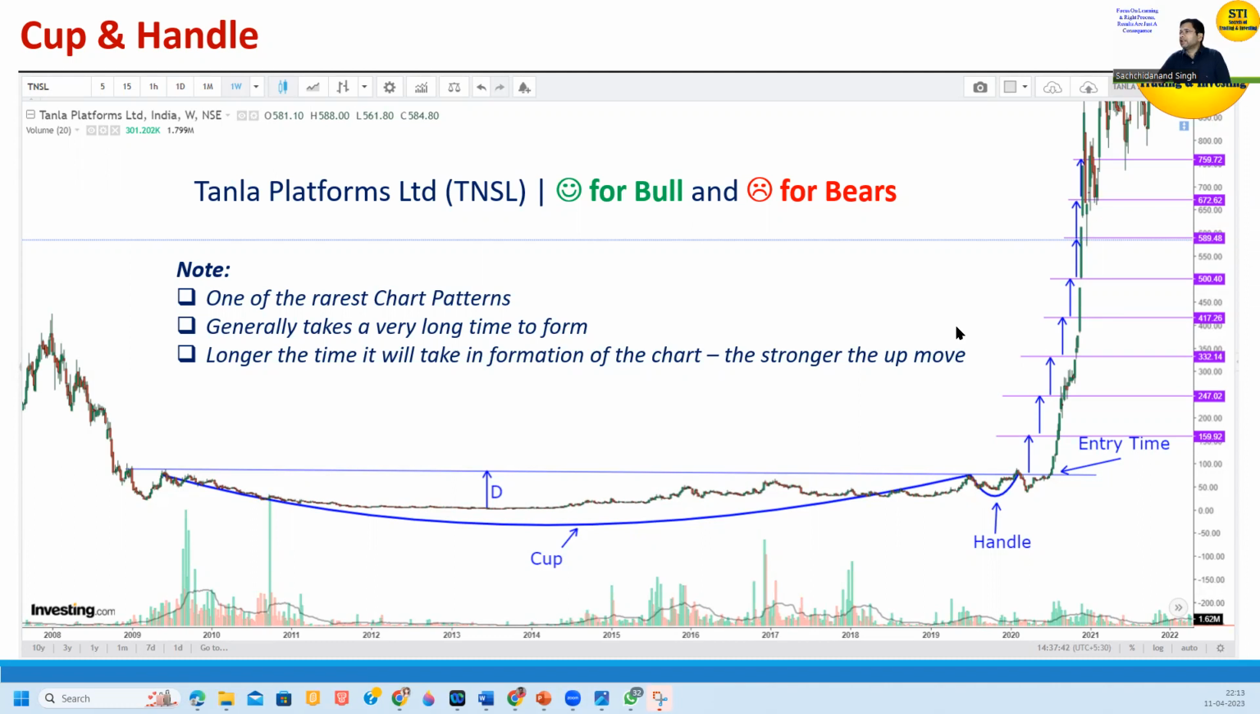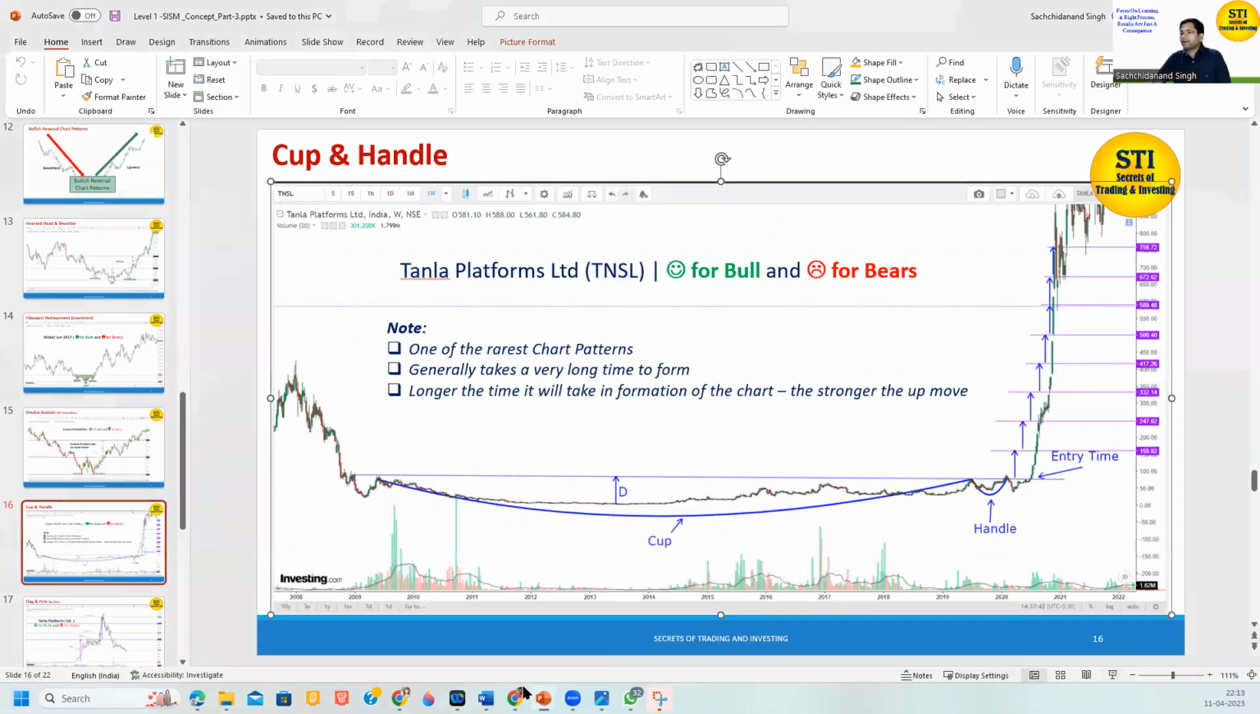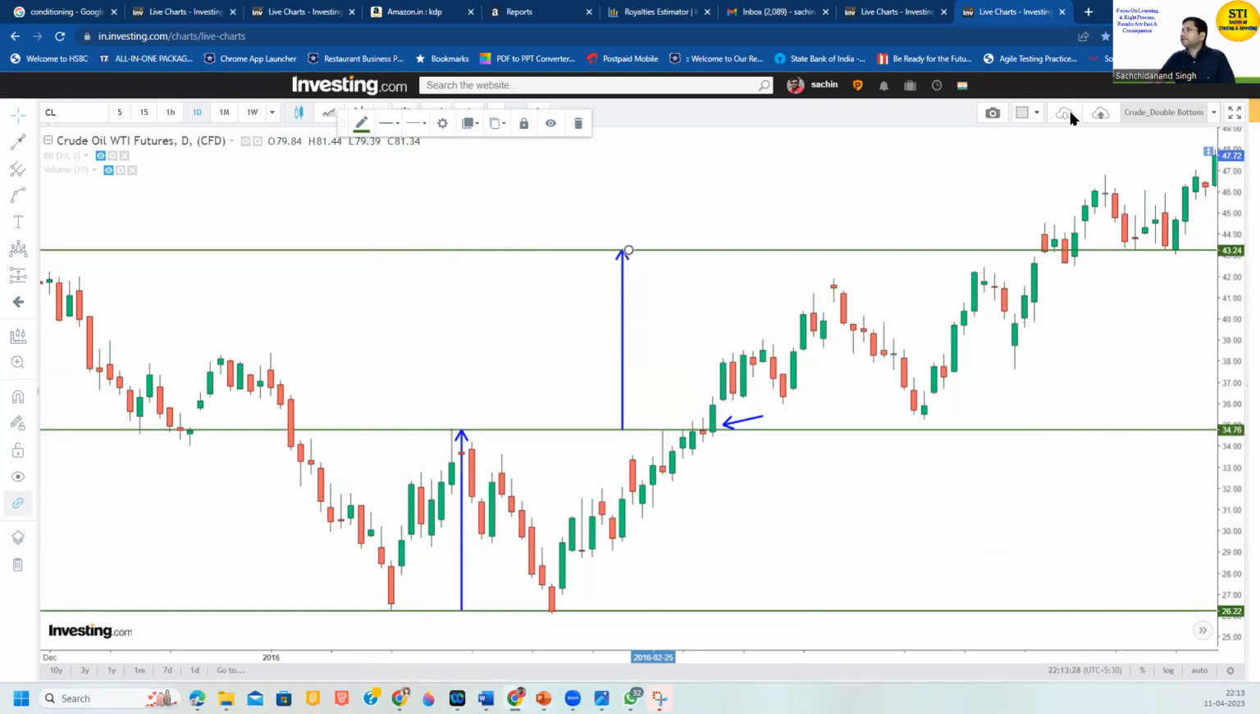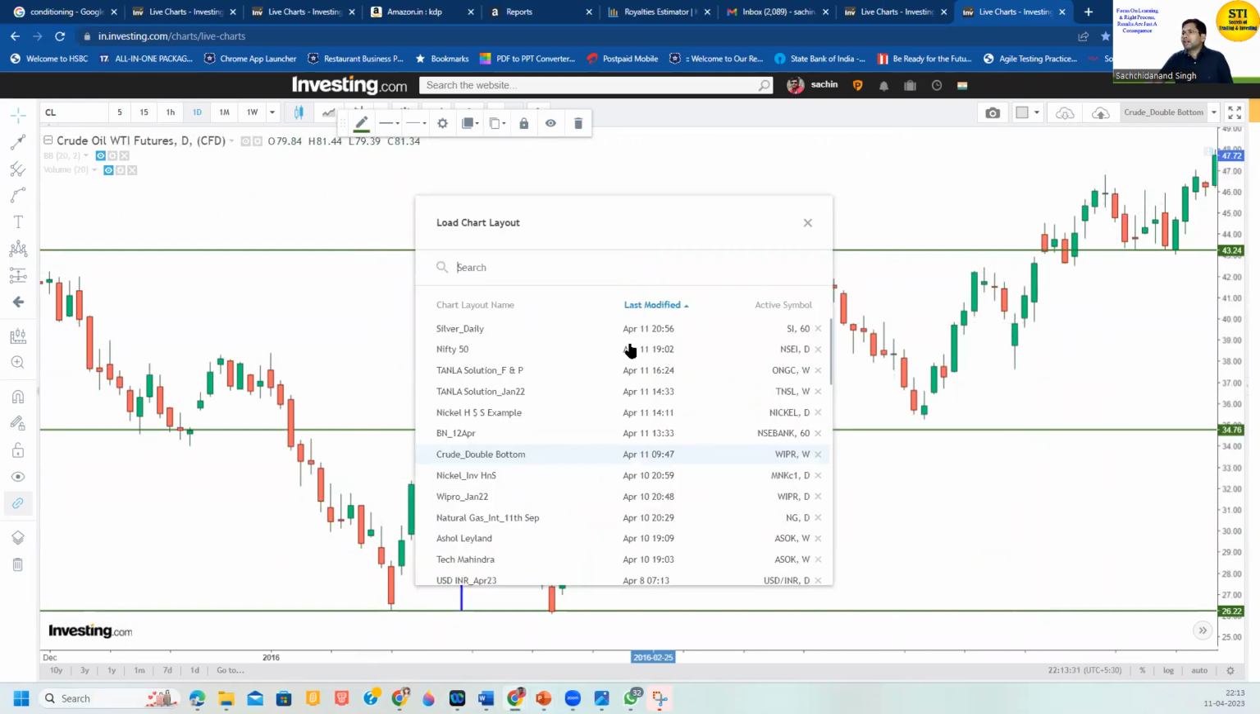I'll show you in the real chart the power of cup and handle. This is the classic example of the cup and handle chart pattern.